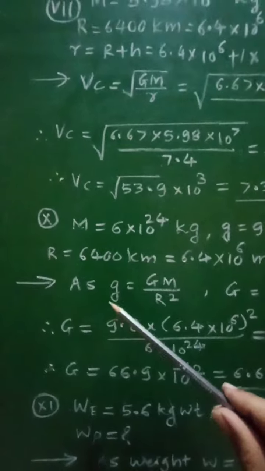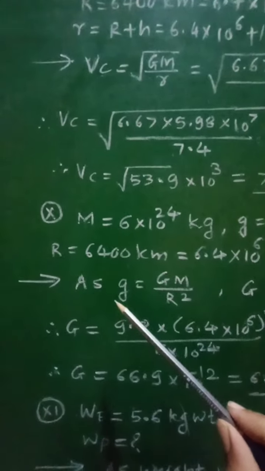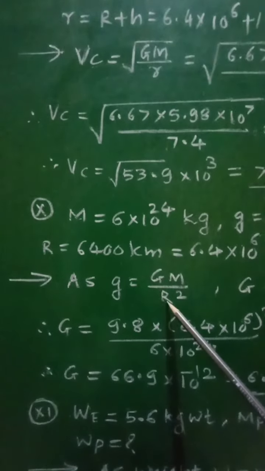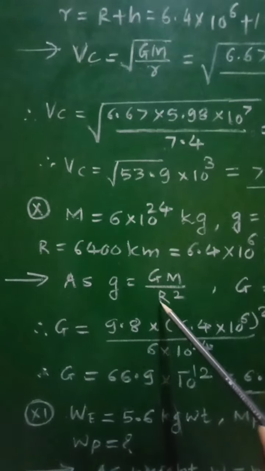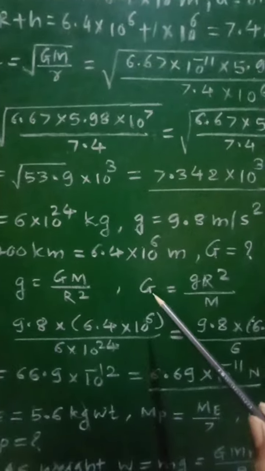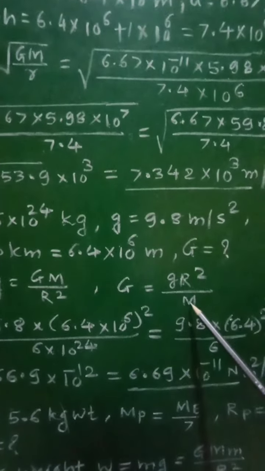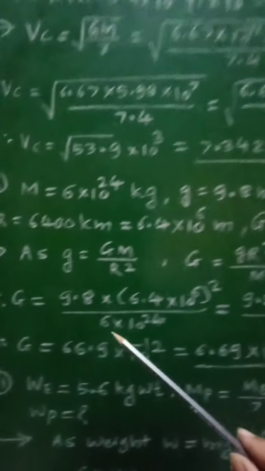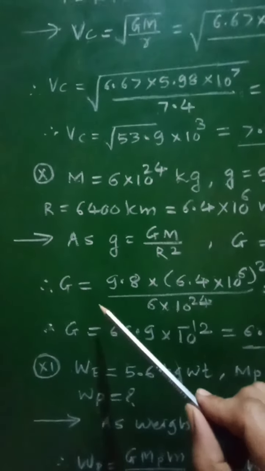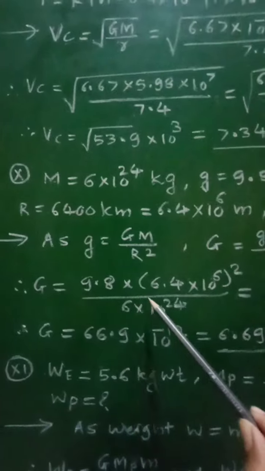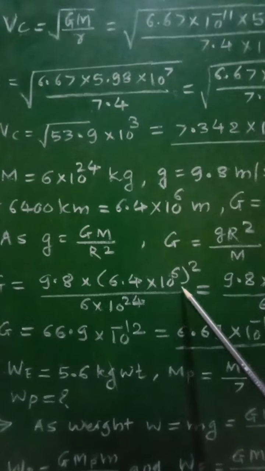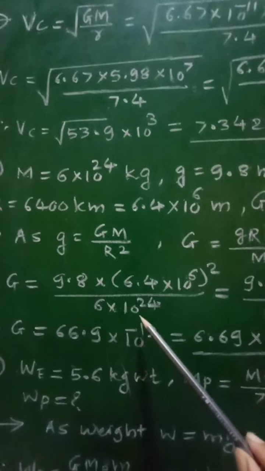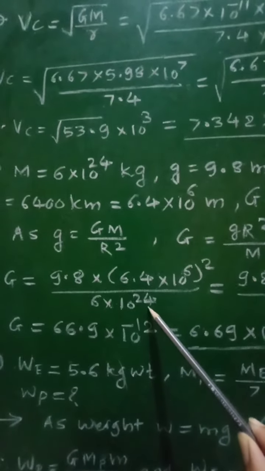So we know the relation between acceleration due to gravity and gravitational constant as g is equal to GM by r square. Therefore G will be equal to g r square upon M, and therefore we can write G is equal to 9.8 into 6.4 into 10 raised to 6 whole square divided by 6 into 10 raised to 24.